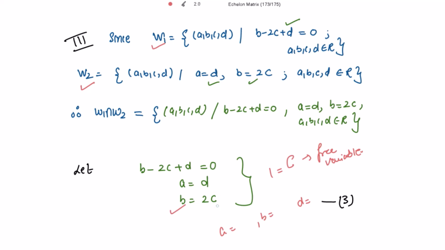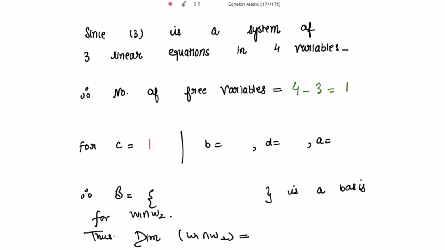From the third equation we get, for C equal to 1, B equal to 2. From the first equation, B is 2 and C is 1, so D equal to 0. And from the second equation, if D is 0, A is 0. Right? So for C equal to 1, we get the value of B as 2, D as 0 and A as 0. So writing the basis, again the format A, B, C, D, right? Writing the value of A 0, then the value of B, then the value of C, then the value of D. So this is the basis for the intersection of the subspaces having only one element. So the dimension is 1.